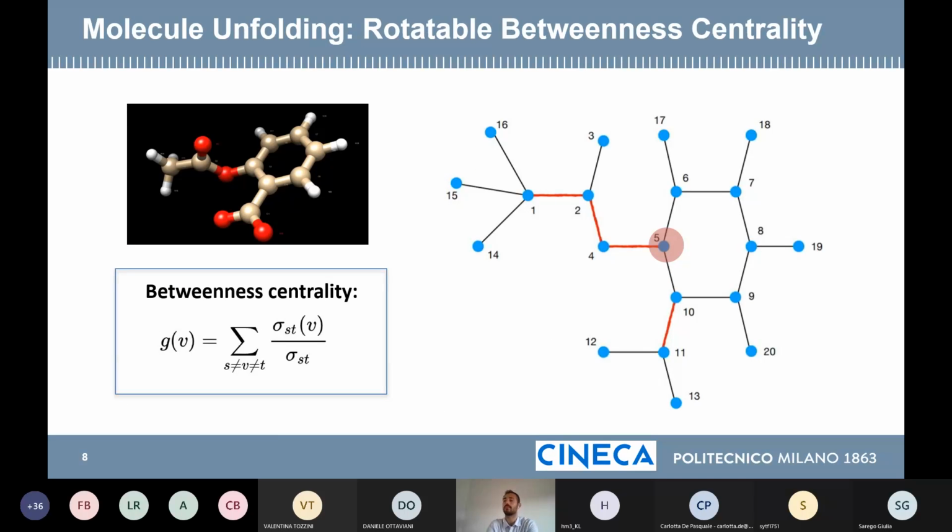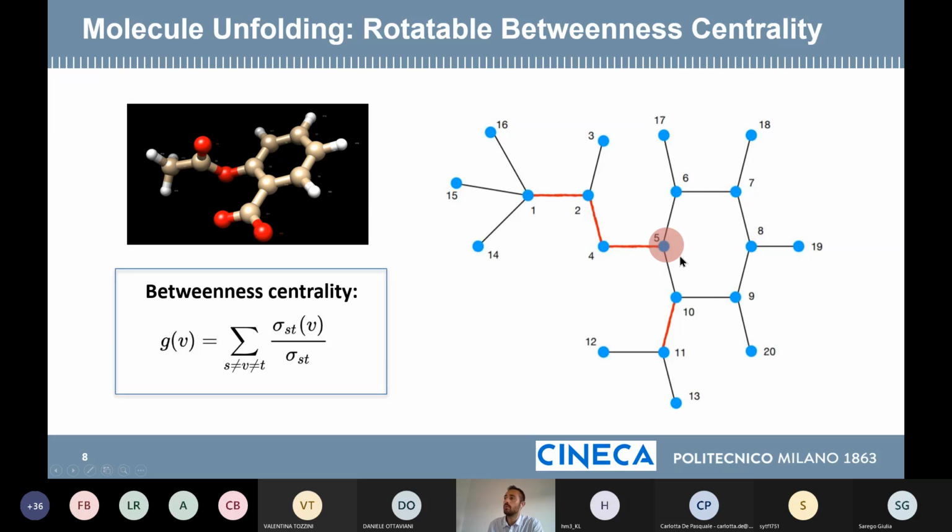Okay, so some useful concepts before we go into more detail on the quantum annealing part. We had to do some pre-processing on the molecules. This one on the right is a schematic graph representation of the molecule shown here. And basically you consider something called the rotatable betweenness centrality.